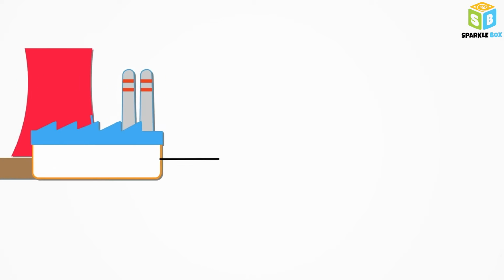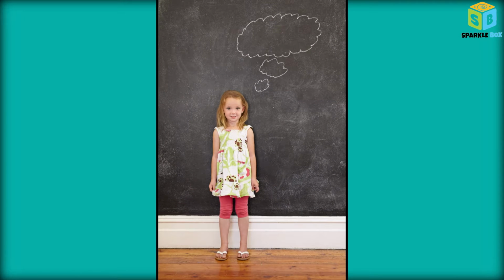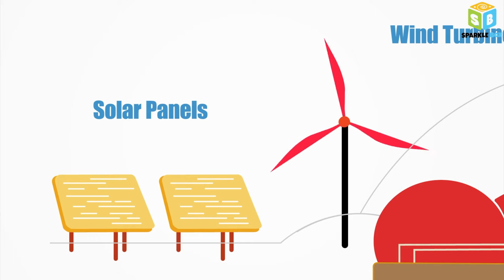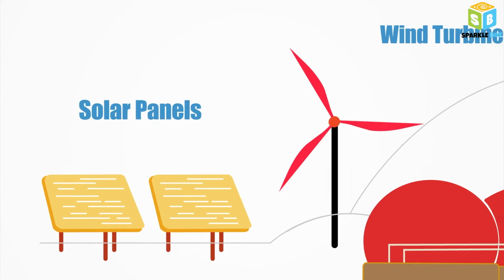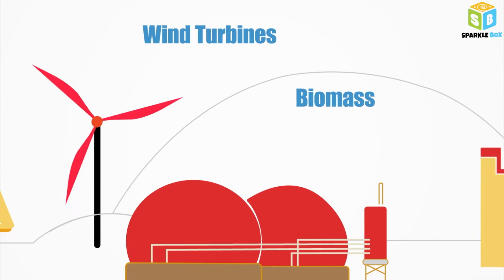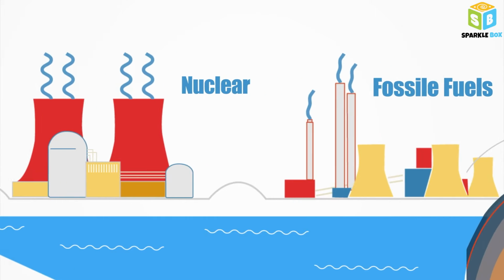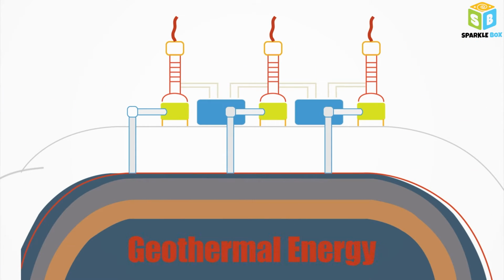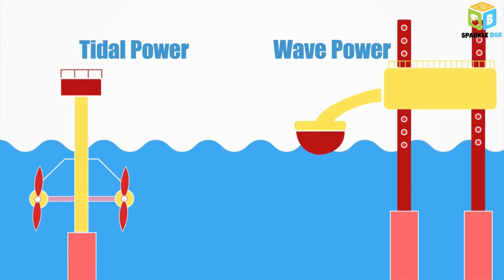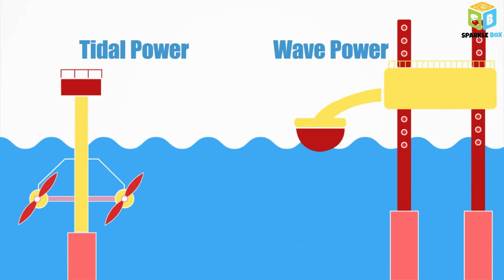In this session, we will discuss how electricity is generated and transferred to our homes. There are a variety of ways in which electricity is generated. Can you think of some methods? Electricity is generated using various methods. Let us find out what they are. Solar panels, wind turbines, biomass, hydroelectric, nuclear, fossil fuels, geothermal energy, tidal energy, and wave power. These are a few different sources of generating electricity.